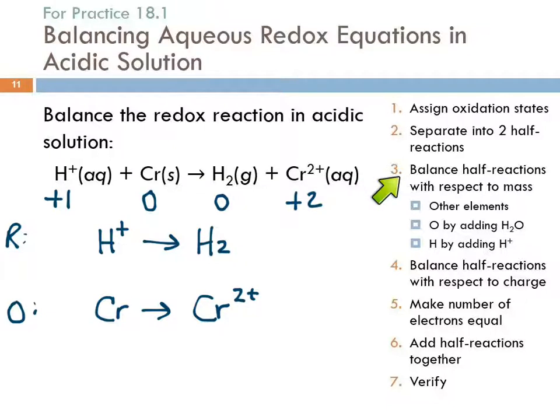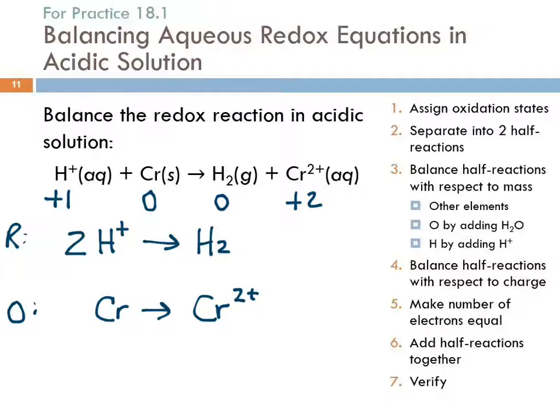Now we're going to balance with respect to mass. So what do we need to do to this? H plus going to H2. We just need to put a 2 in here. There's no oxygen, so we don't have to worry about it. And the oxidation half reaction, it's already balanced with respect to mass. Then we have to balance with respect to charge. So we're going to add electrons.